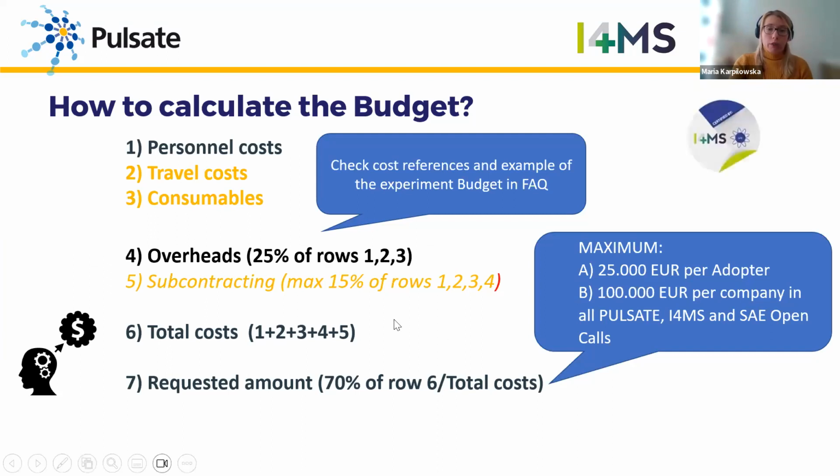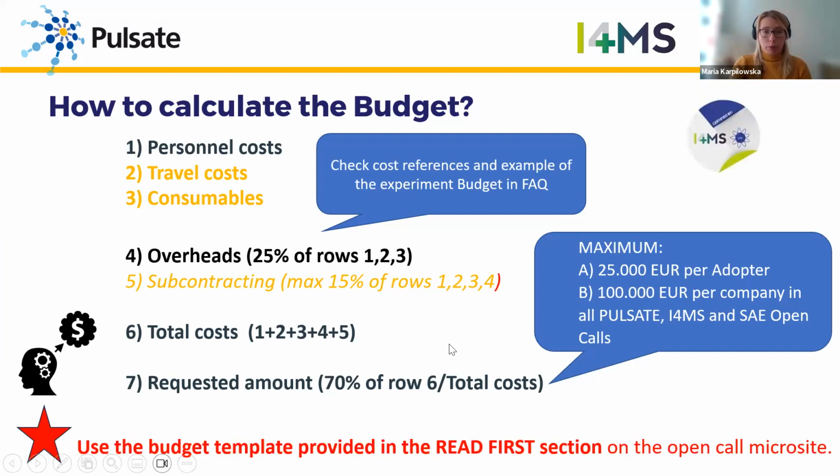And please, for calculating the budget, use the budget template provided in the Read First section. The budget template is built the way that it will calculate the 70% for the requested amount. If the 70% of requested amount is above 25k euro, the total you request will be capped at 25,000 euro. If the requested amount, so 70% of total costs, is below 25,000 euro, then this is the amount you request.